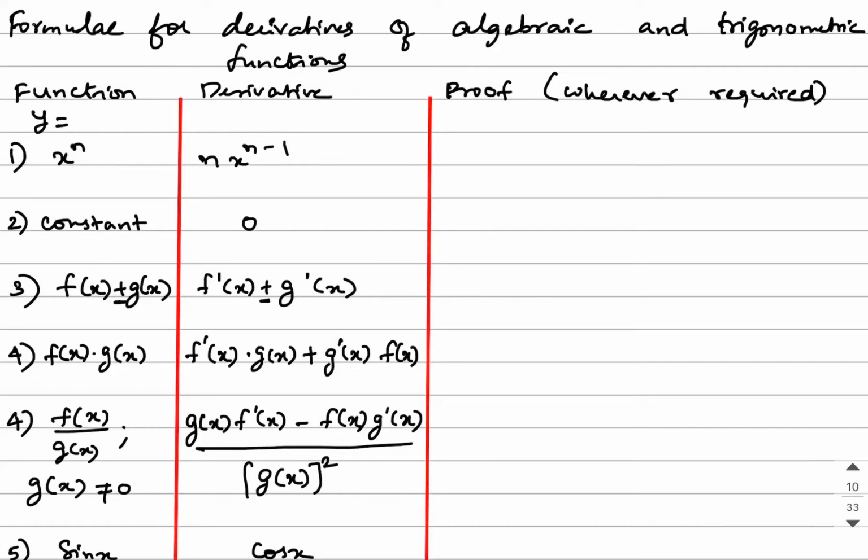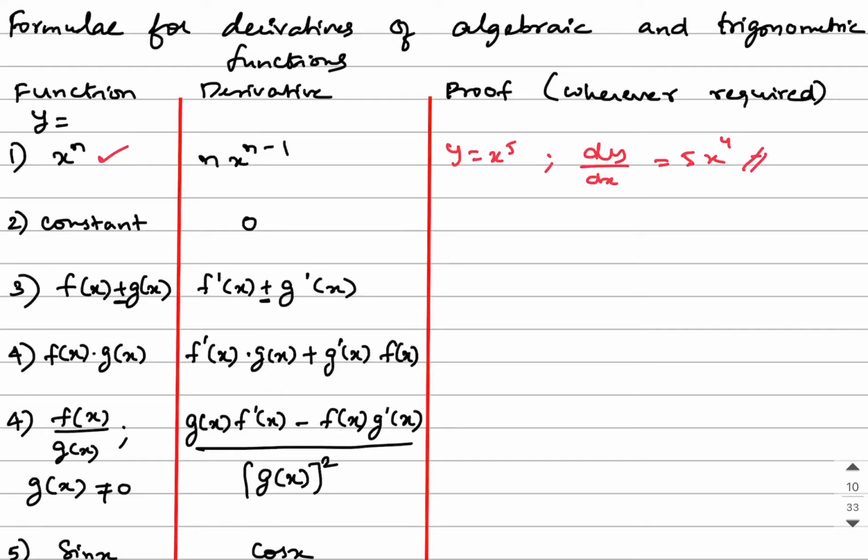Now we will see some formulae for derivatives of algebraic and basic trigonometric functions. So here, for the function y is equal to x power n, the derivative is going to be n into x power n minus 1. So if you have an example like this, y is equal to x power 5, then dy by dx will be equal to 5 into x power 5 minus 1, and 5 minus 1 is going to be 4.